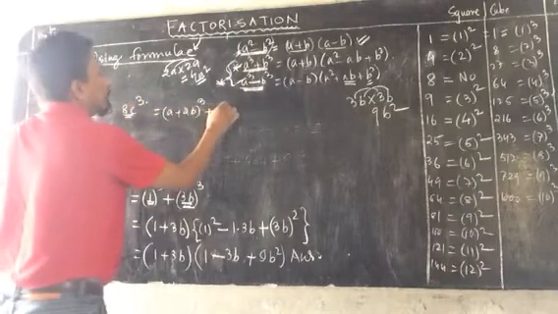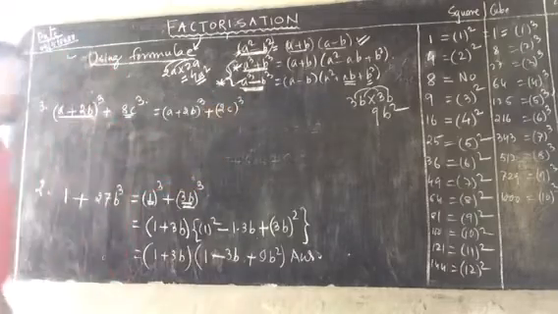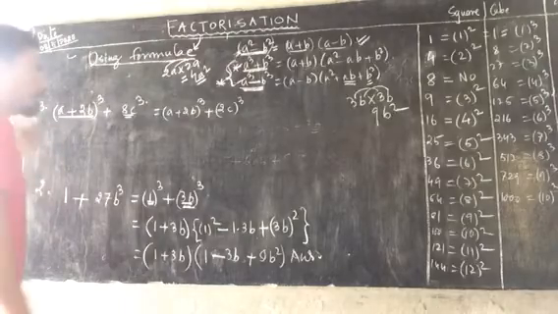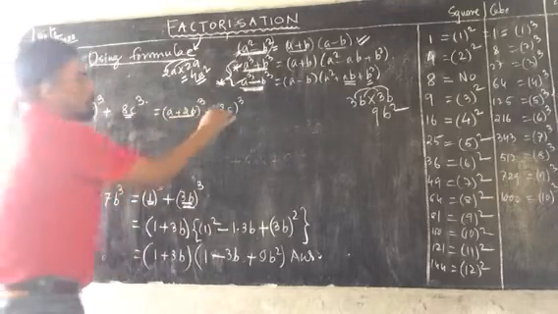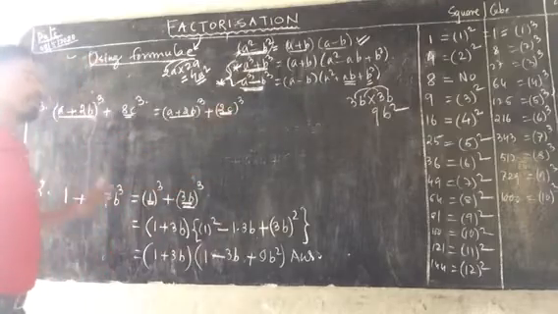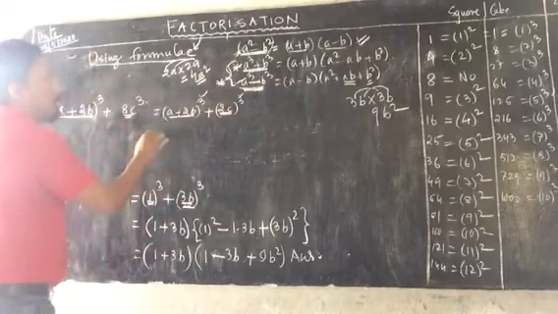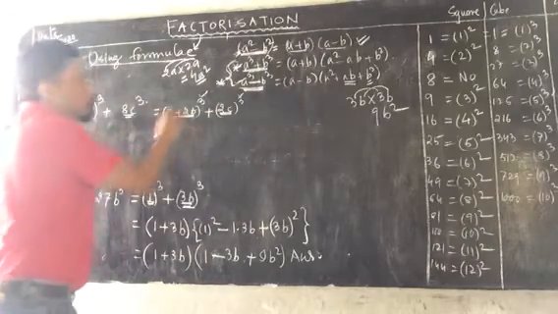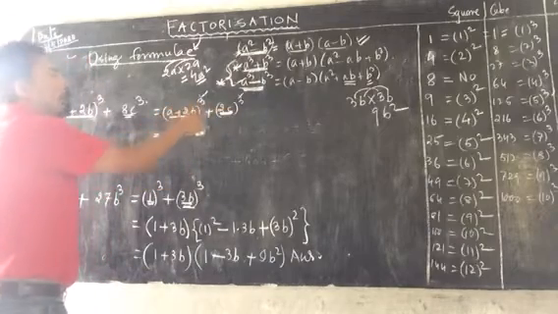8C cube can be written as 2C whole cube. Now this whole you have to take as A, and this whole you have to take as B. So it is now A cube, and it is now B cube. You always remember, A cube does not always mean just A. The whole you have to take as A, and this whole you have to take as B. Now it is A cube plus B cube.